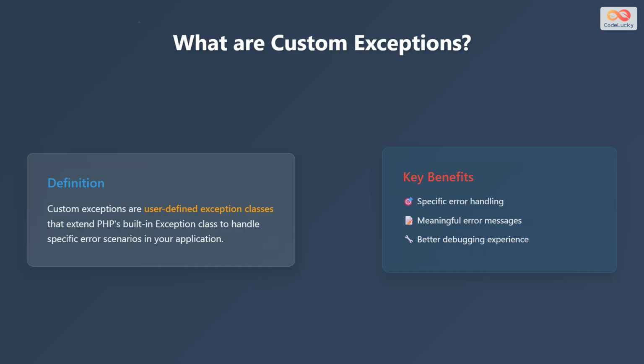Let's understand what custom exceptions are. Custom exceptions are user-defined exception classes that extend PHP's built-in Exception class. This allows you to handle specific error scenarios in your application. Some key benefits of using custom exceptions are that it enables you to provide specific error handling, allows for meaningful error messages, and offers a better debugging experience.